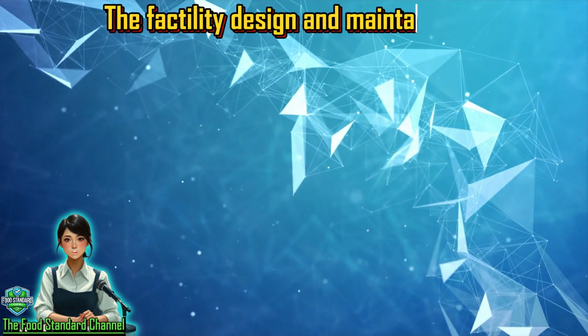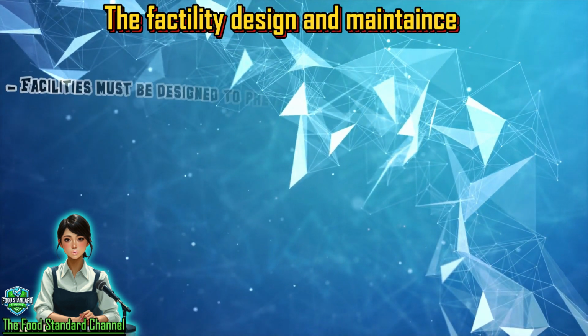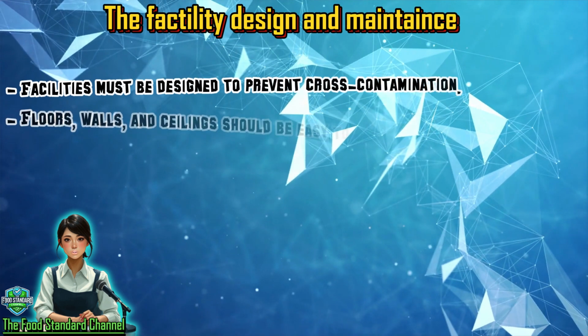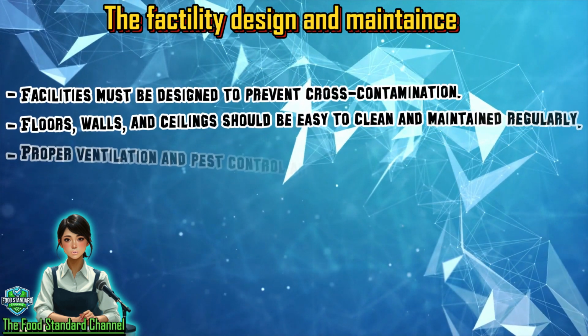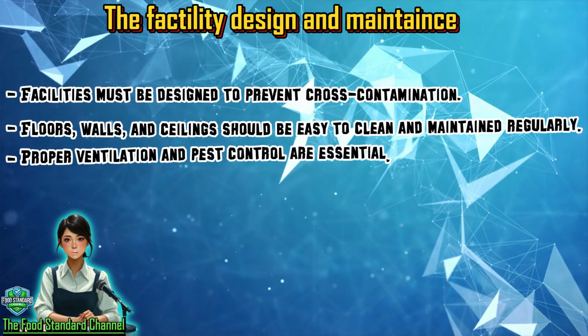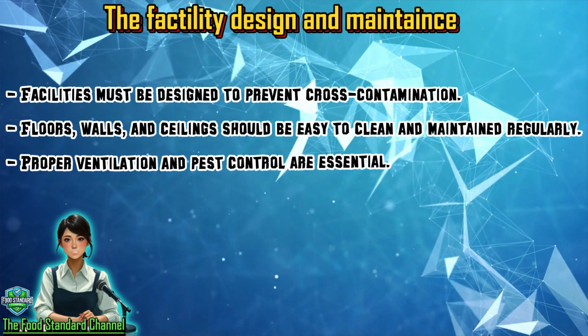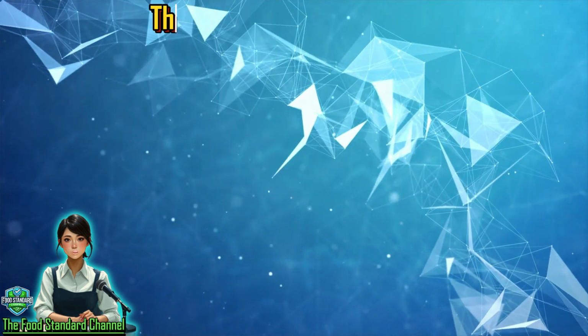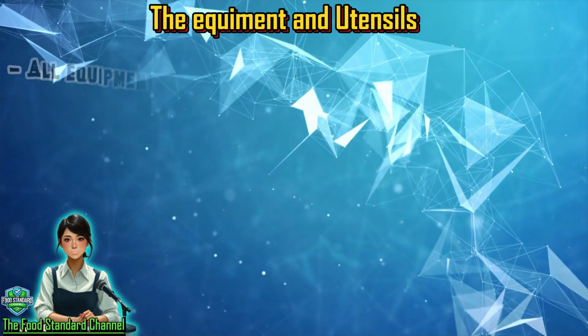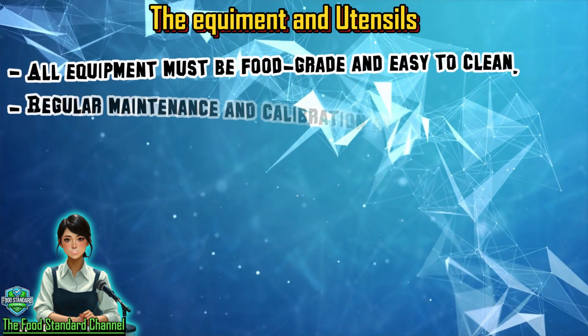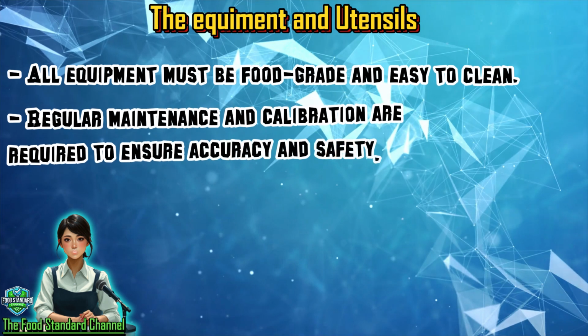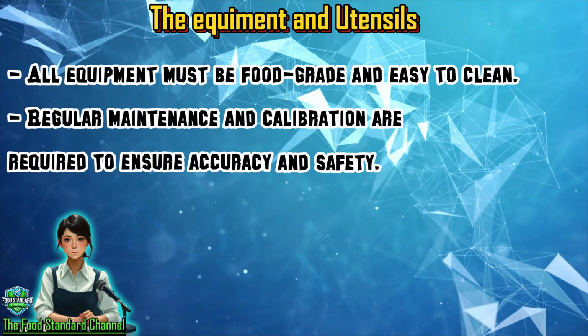The facility design and maintenance. Facilities must be designed to prevent cross-contamination. Floors, walls, and ceilings should be easy to clean and maintained regularly. Proper ventilation and pest control are essential. The equipment and utensils. All equipment must be food grade and easy to clean. Regular maintenance and calibration are required to ensure accuracy and safety.